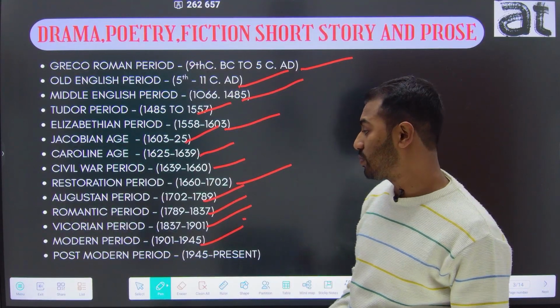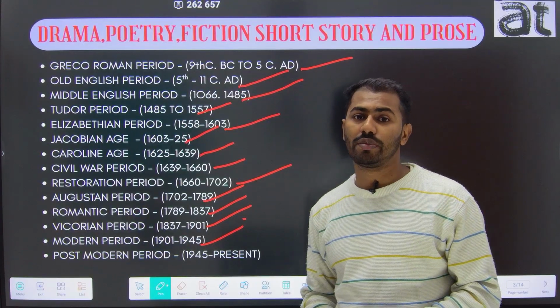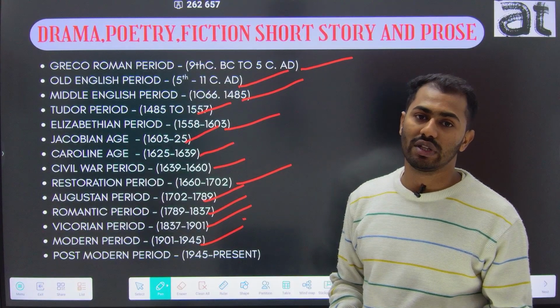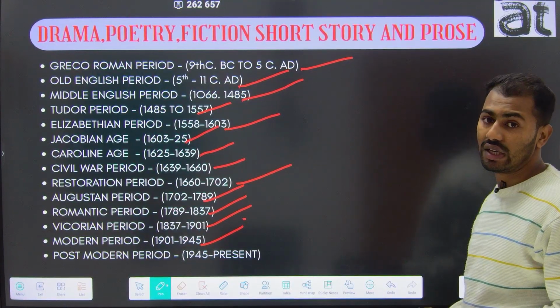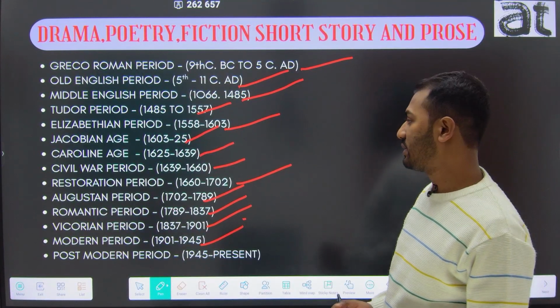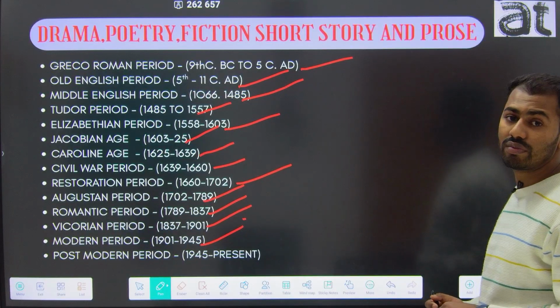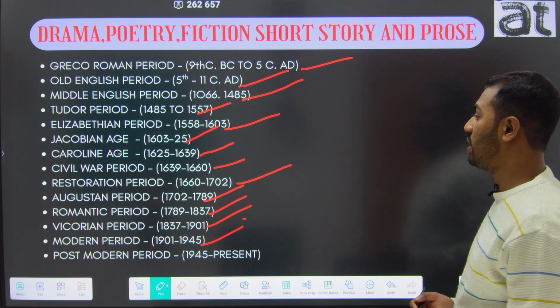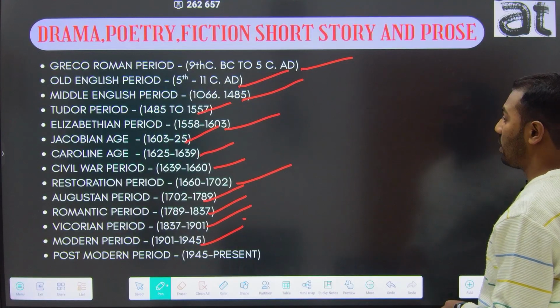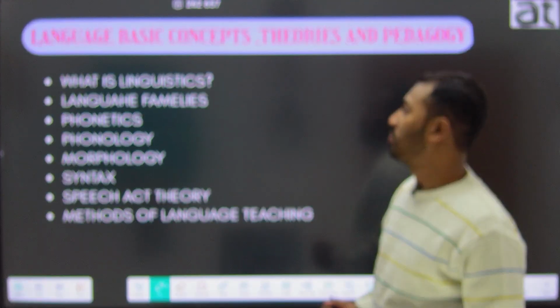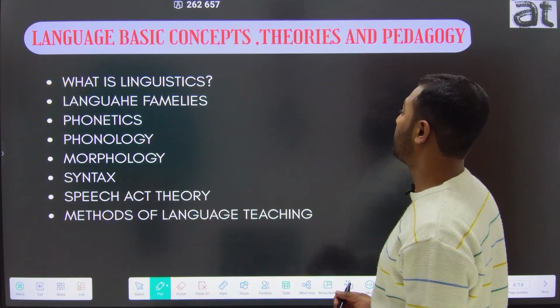And last comes the postmodern period. In the postmodern period you have to read V.S. Naipaul, Salman Rushdie and other important postmodern writers. And these are the sections of British literature. After British literature comes language, basic concepts, theories, and pedagogy.